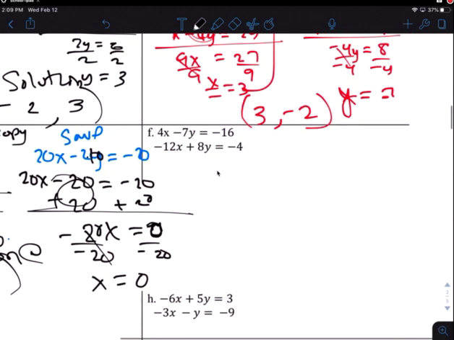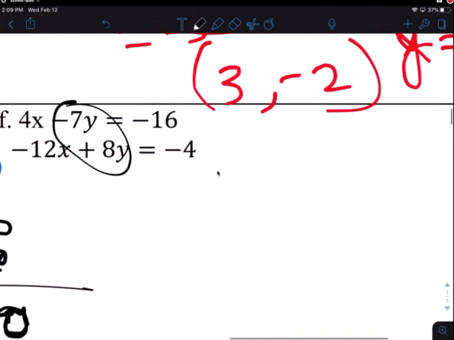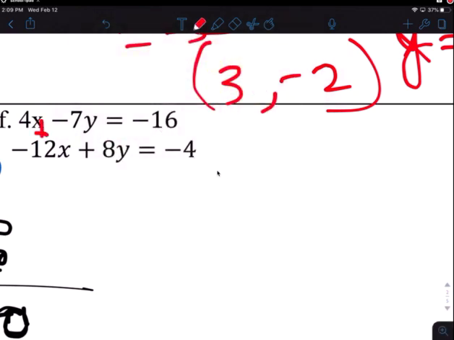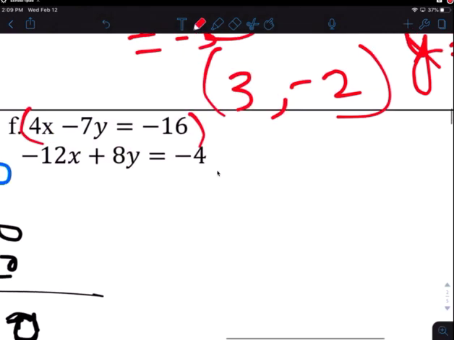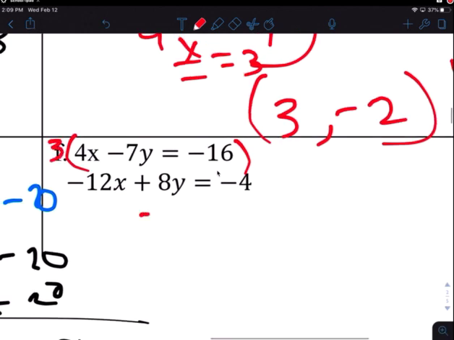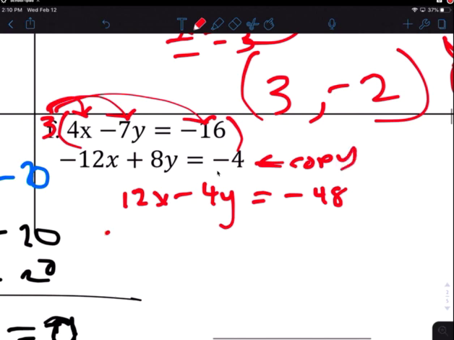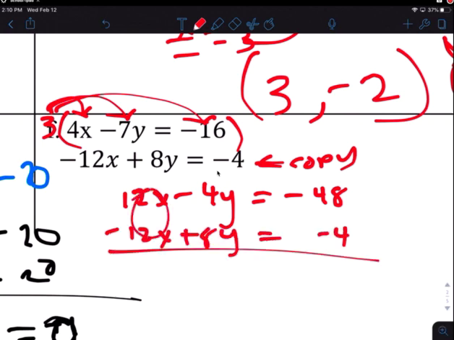Okay, number 17. Okay, this is too hard to make it go to 0, but I can do 4 times what makes 12? 4 times what makes 12 here? 3, right? So I'm going to multiply everything by 3. Got 12. When you multiply all this, that's how we get that. We copy this. So here you would get 0, 4y equals negative 52.